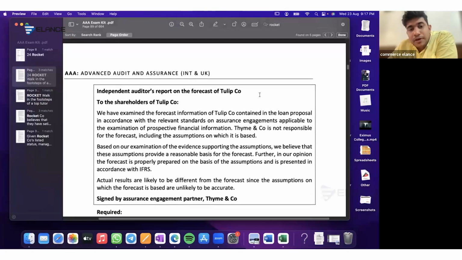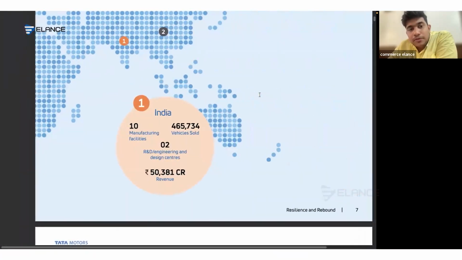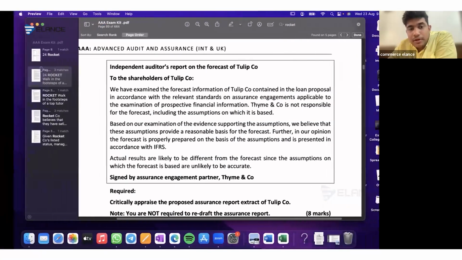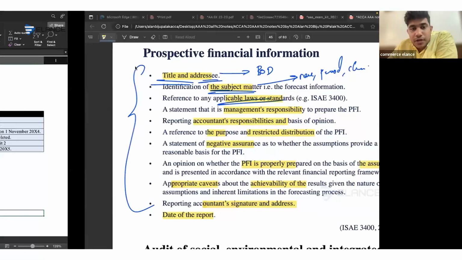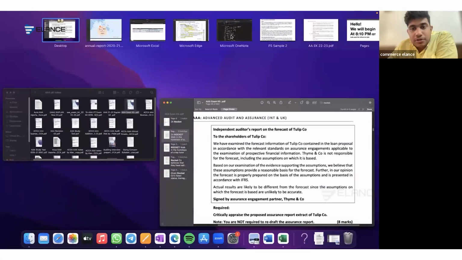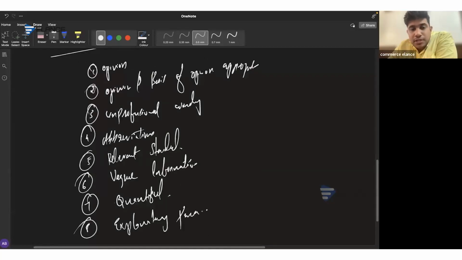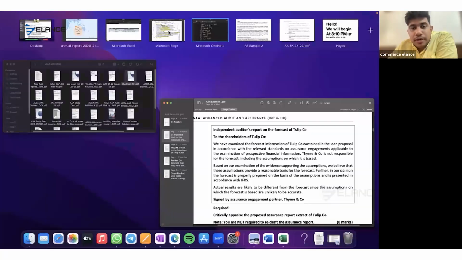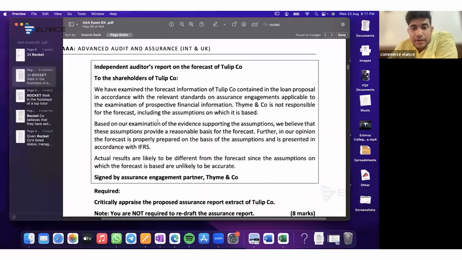When it comes to PFI reports, you have to compare the reporting format of the PFI engagements, the one we learned here, with the one in the question. In addition, we have studied some set of points in relation to critical appraisal. These should also be cross-checked. So you have to consider these points as well while critically appraising the PFI engagements. Is that clear, everyone?